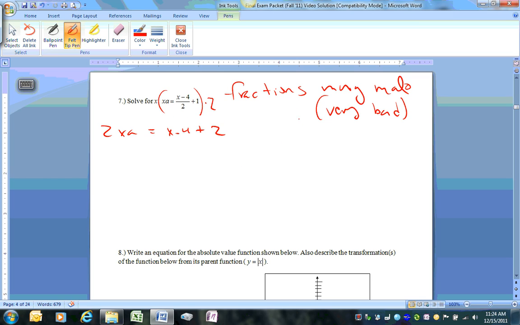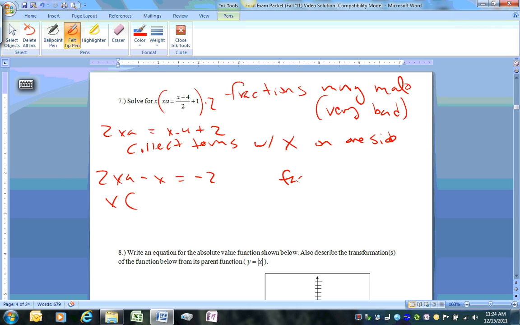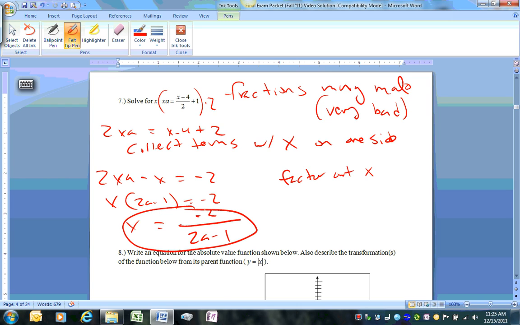And then collect the terms. Collect terms with x on one side. So obviously 2xa has an x in it, and there's an x on the right side. Bring it over. And of course negative 4 plus 2 is negative 2. Then factor out x. I think that should be pretty obvious. And then x is being multiplied by that expression, 2a minus 1, just divide by it. And that's your answer. Negative 2 over 2a minus 1.